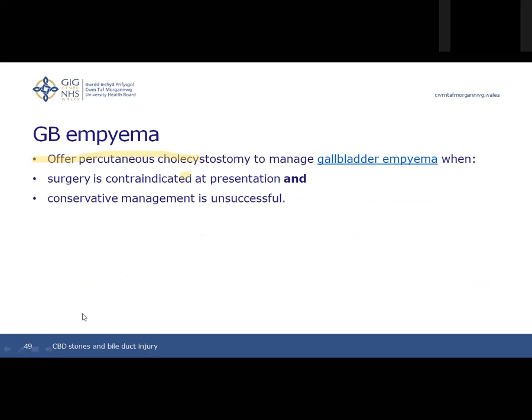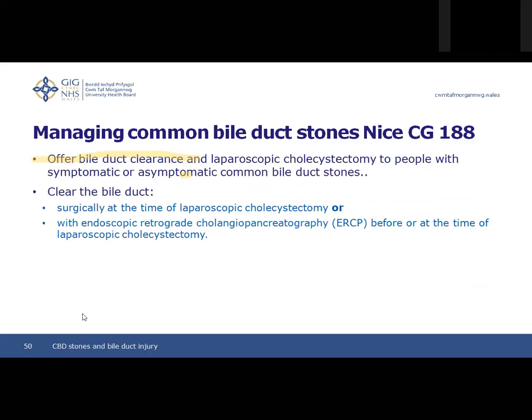And what do the NICE guidelines say regarding the common bile duct stone? Offer bile duct clearance always with a laparoscopic cholecystectomy to people with symptomatic or asymptomatic common bile duct stones, though there are a few patients who can pass stones. When there is a common bile duct stone, the NICE guideline says that though they are asymptomatic, we have to offer them a bile duct clearance and the laparoscopic cholecystectomy.